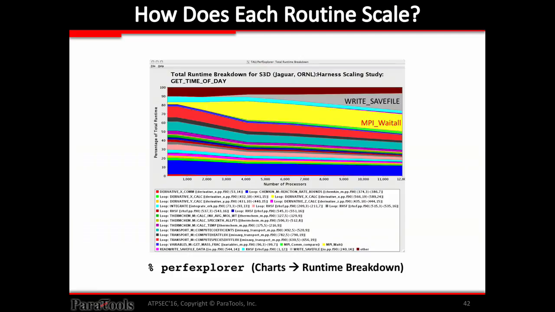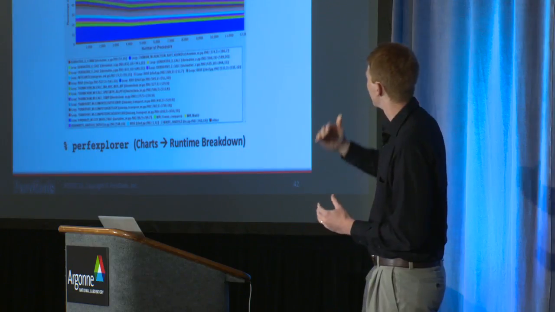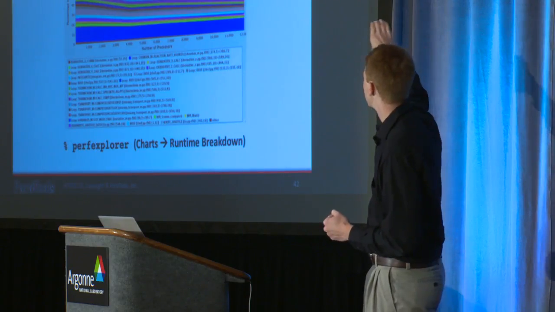How does your code scale? As you increase the number of nodes, who is taking the most time? This is a somewhat old chart. This is S3D running on Jaguar, but the point is still relevant. We run S3D on different numbers of processors. That's the horizontal axis. The vertical axis is the percentage of runtime for each code region. So it's 0 through 100%. That's why it's a square.